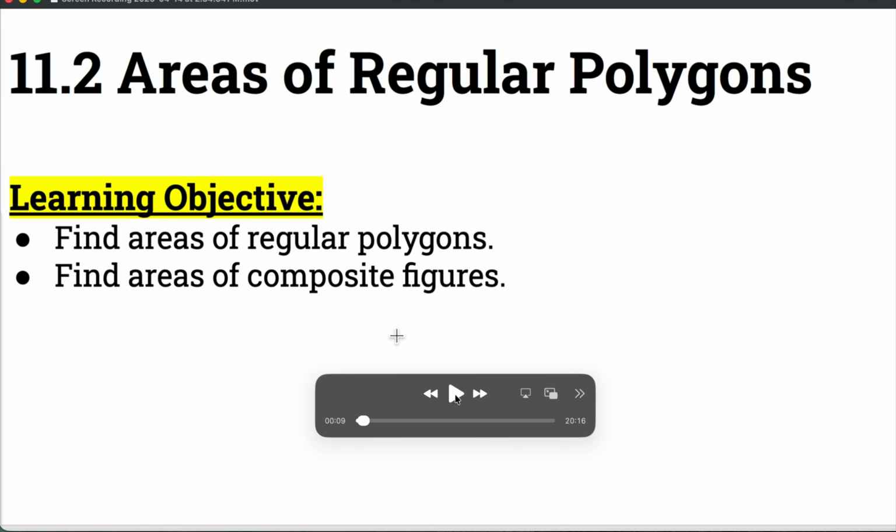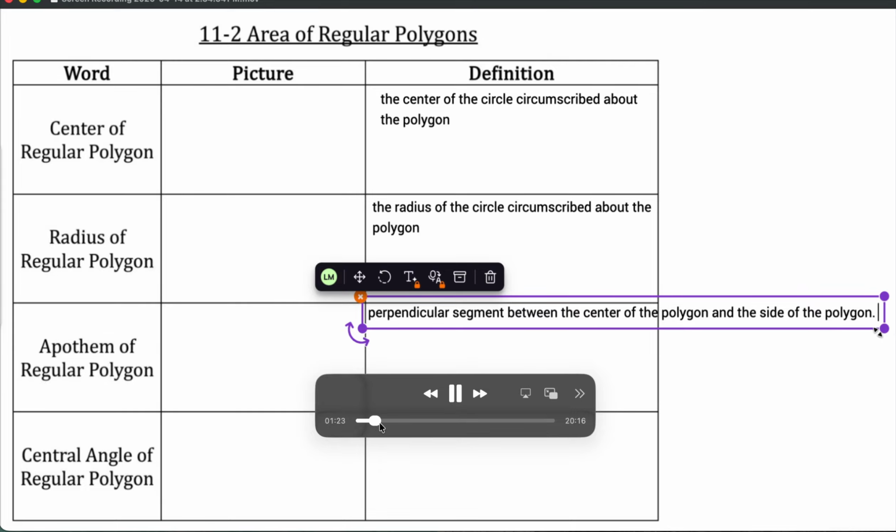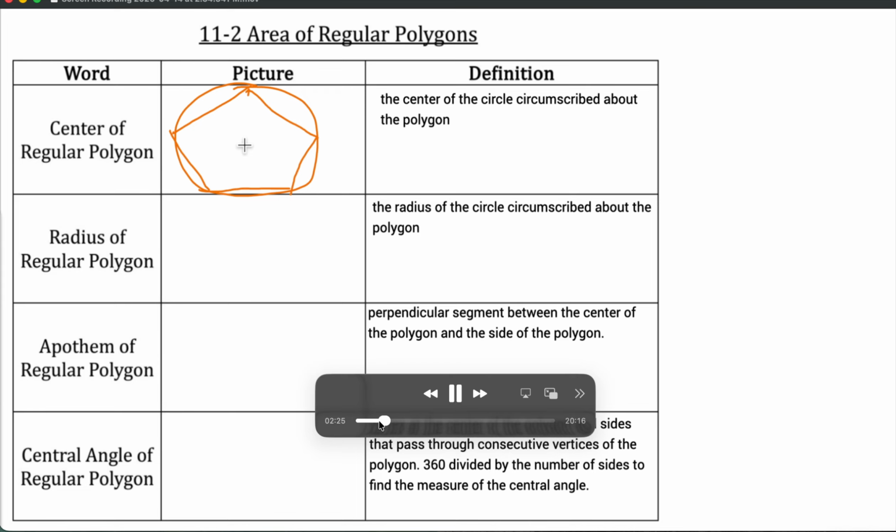So we're going to look at areas of regular polygons and finding the area of composite figures using lesson 11.2. So let's go ahead and get into it. First thing we're going to look at are some of our definitions. We're going to fill those in and then also draw some pictures with them.